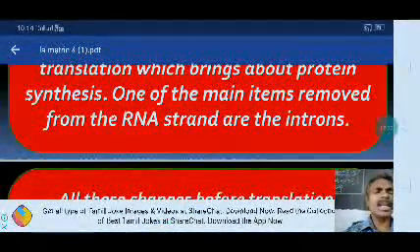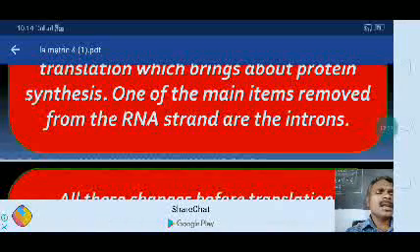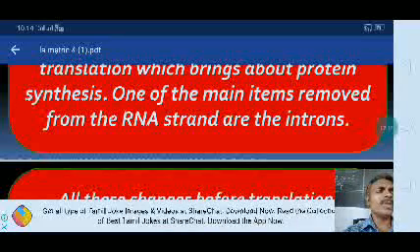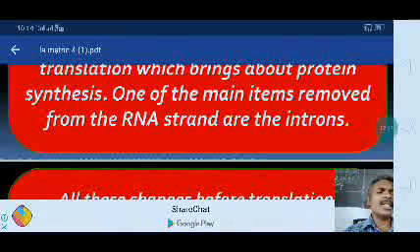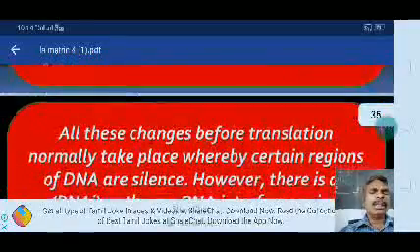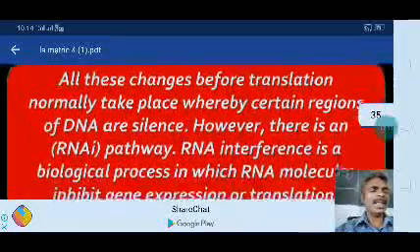One of the main items removed from the RNA strands are the introns. Some sequences are removed from the RNA, and those are nothing but introns. All these changes normally take place before translation, whereby certain regions of DNA are silenced.